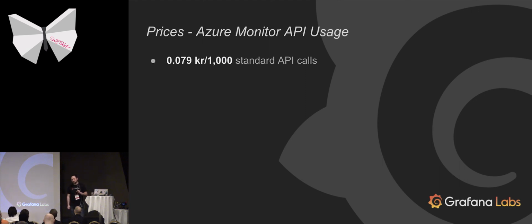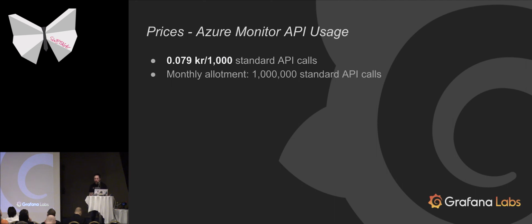In the Grafana UI, you'd have to be doing a lot of refreshing to get up to 1,000. Maybe you have it refreshing every 10 seconds for a whole day. I suppose you'd get up to a few thousand, but that would maybe cost you 1 kroner or so. So I think it's pretty cheap, and you have a max, I think, of 1 million standard API calls per month, which should be plenty.